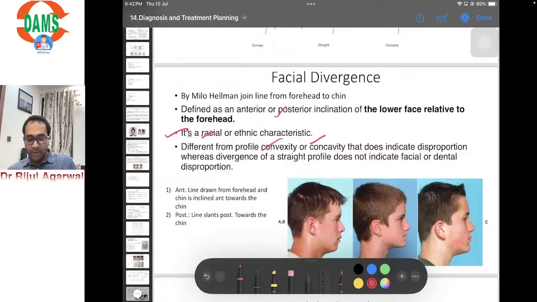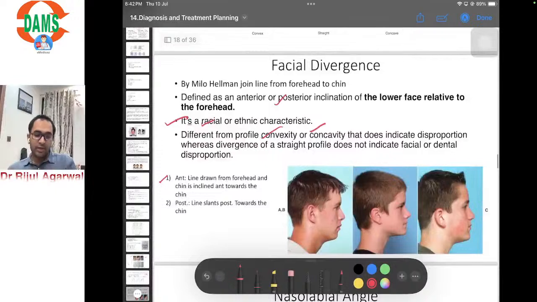So how do we diagnose it? A line from the forehead to the chin is drawn. If the line drawn from the forehead to the chin is inclined anteriorly towards the chin, like this, it is anteriorly facial divergent. And posteriorly, if this line from the forehead to the chin inclines backward, it is posteriorly facial divergent. If it is forward, it is anteriorly facial divergent.